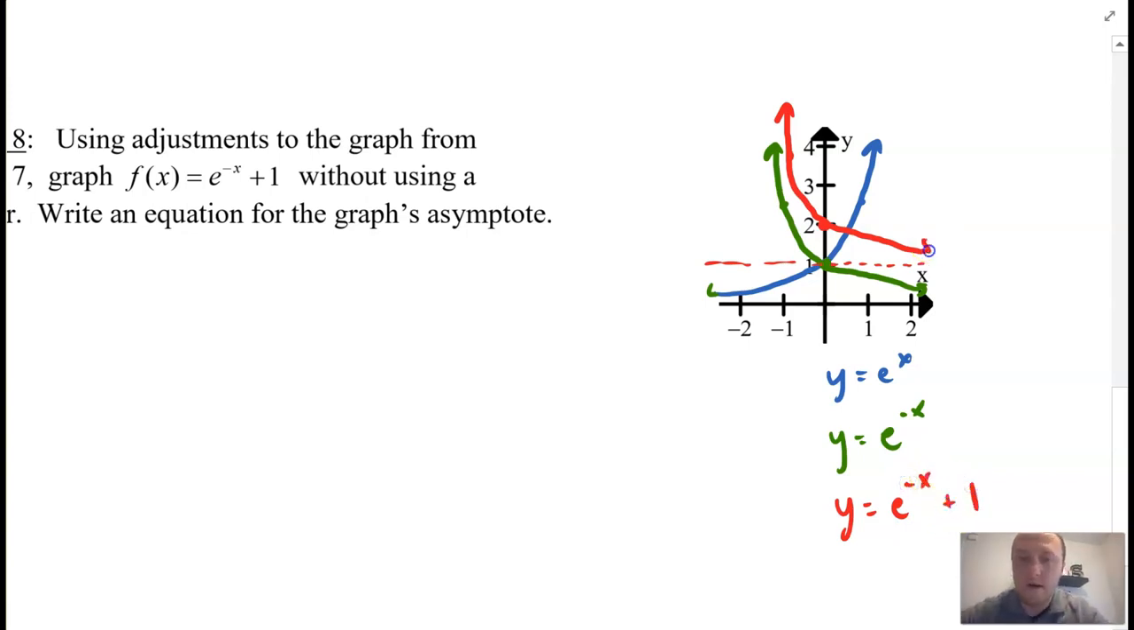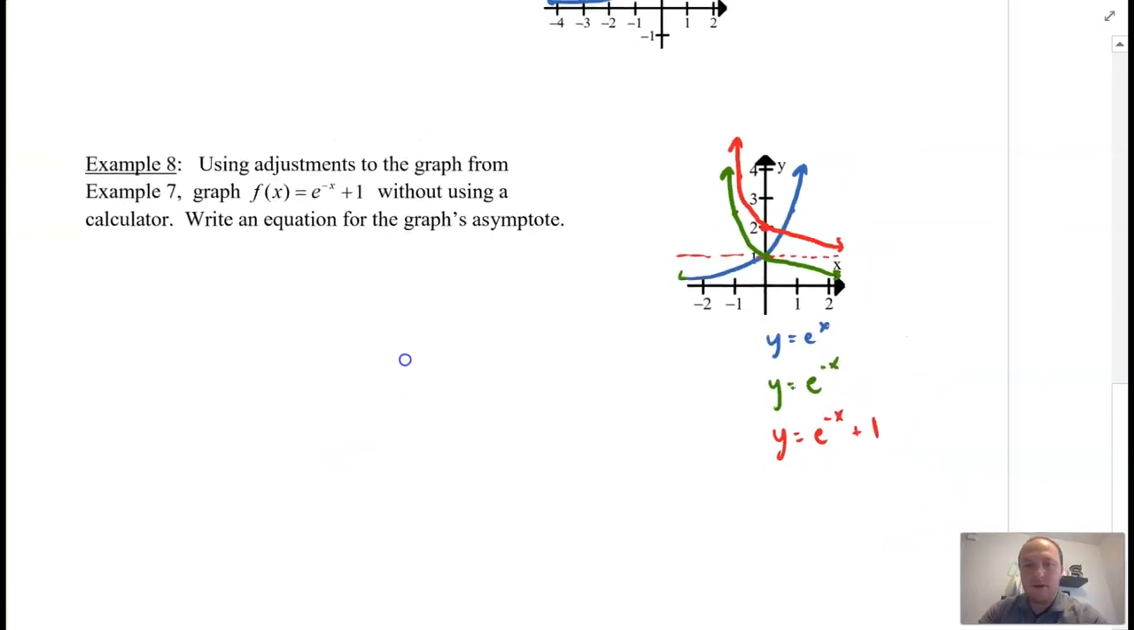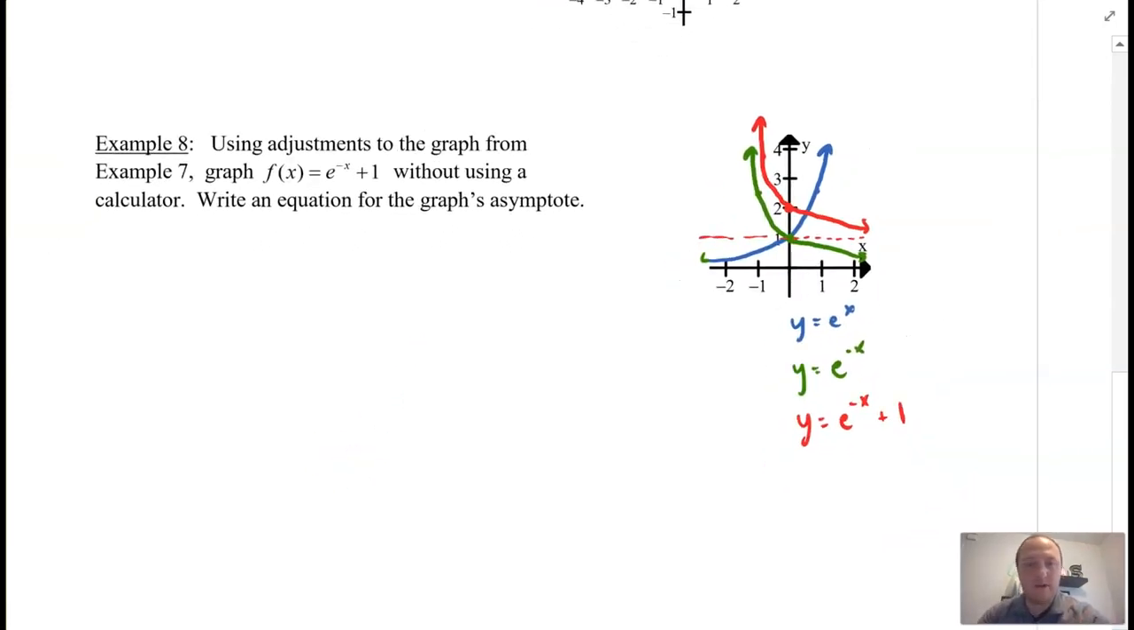And there is y equals e to the power of negative x plus 1. So there's our graph. And then, of course, it says write an equation for the graph's asymptote. Our asymptote is at 1, so that is y equals 1. That's our horizontal asymptote. There it is.